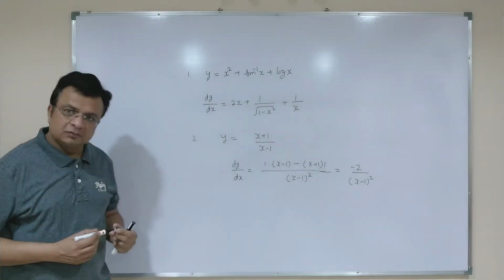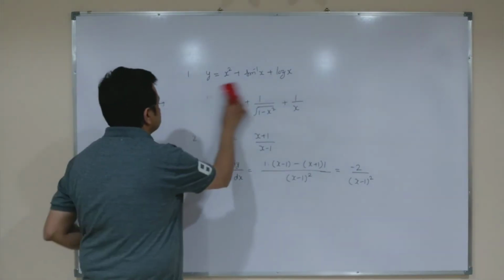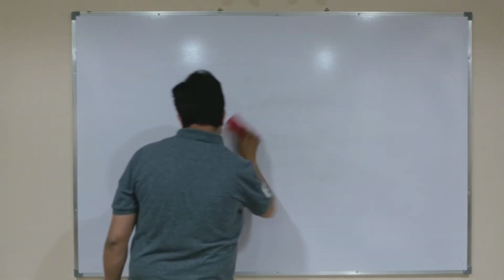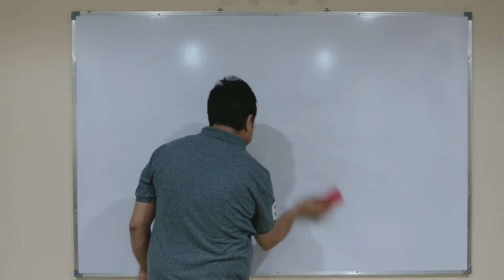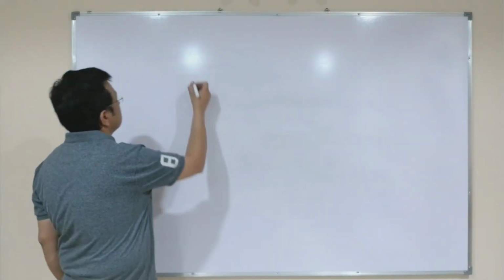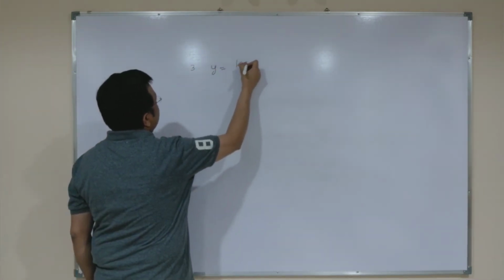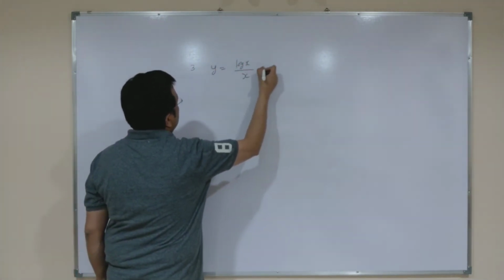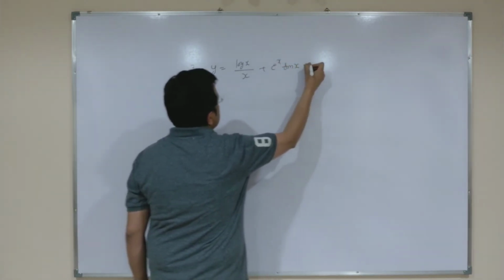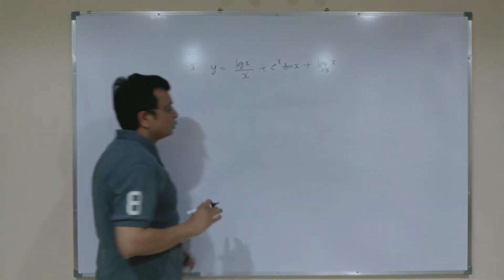So I am going to get minus 2 upon x minus 1 whole square. Okay. Next, please note down one more question. y is equal to log x by x plus e raised to power x sin x plus log x base 5. Let's say this is the question.